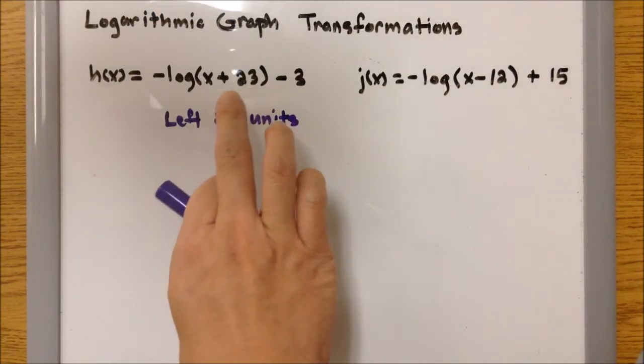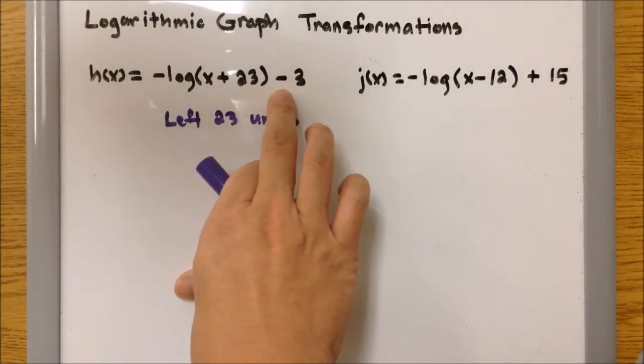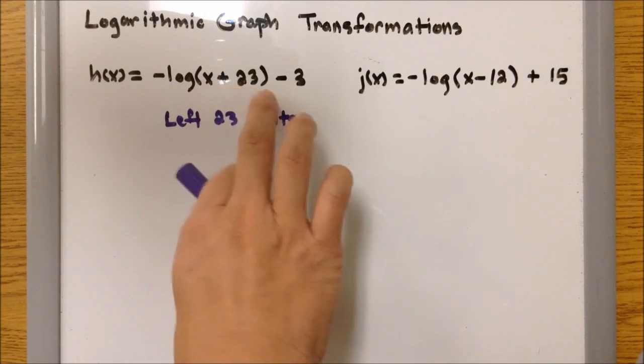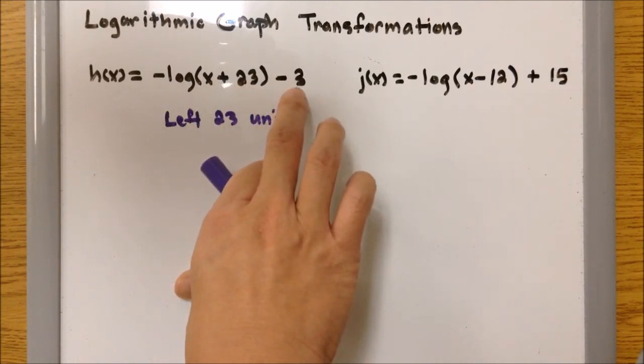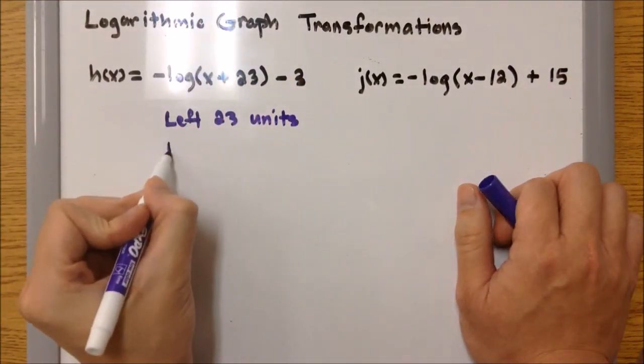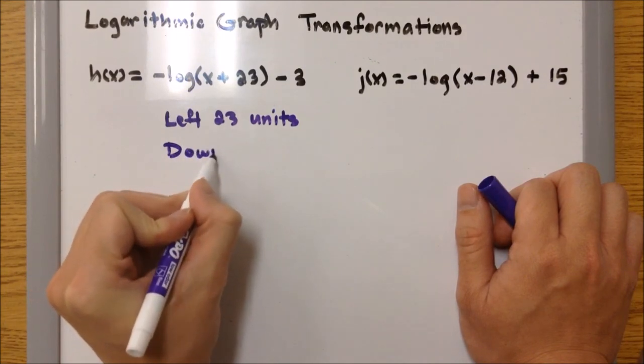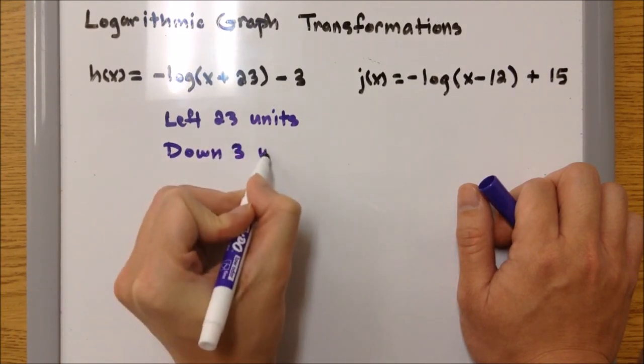Now, we finished with that. We're going to focus on the minus 3. That's outside the parenthesis and after the x. So minus 3 means down 3 units.